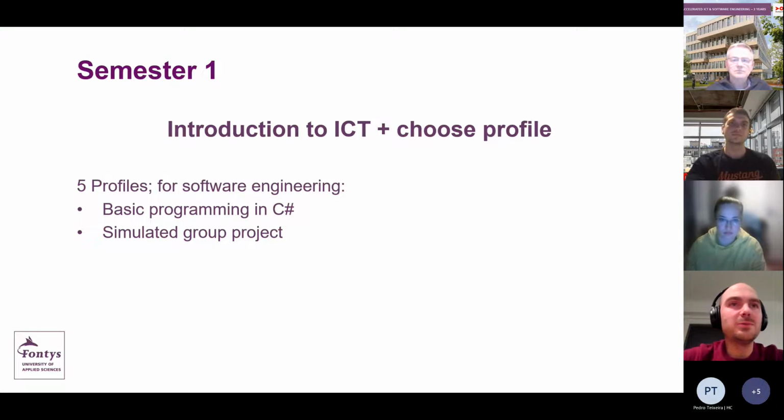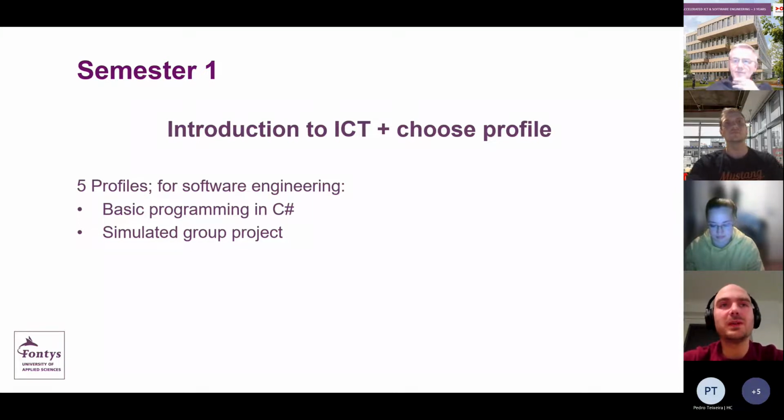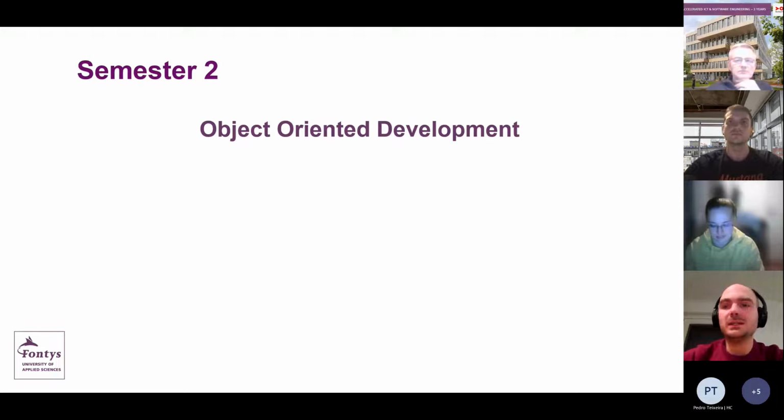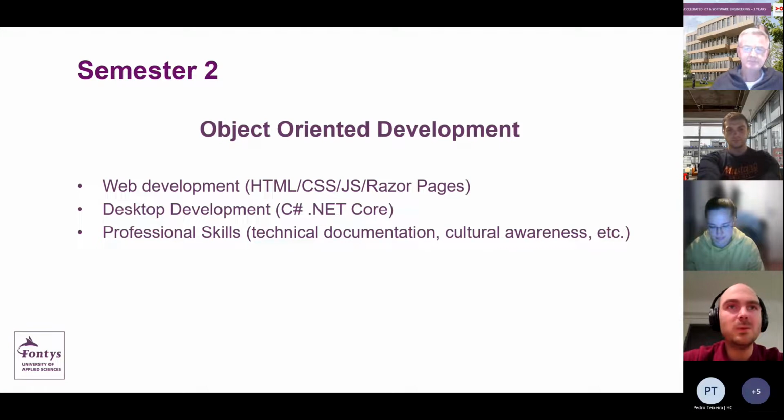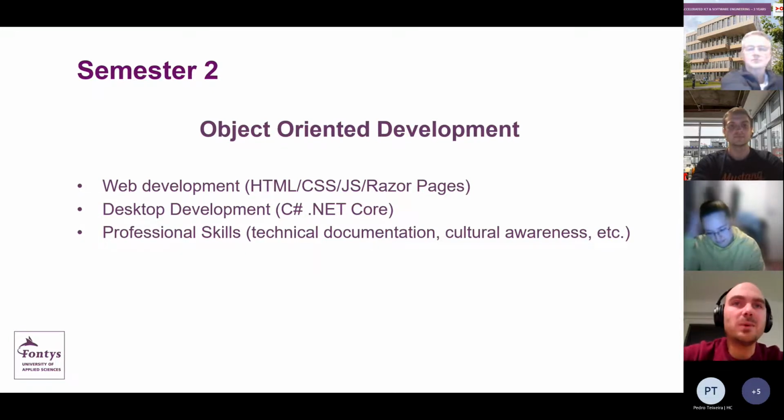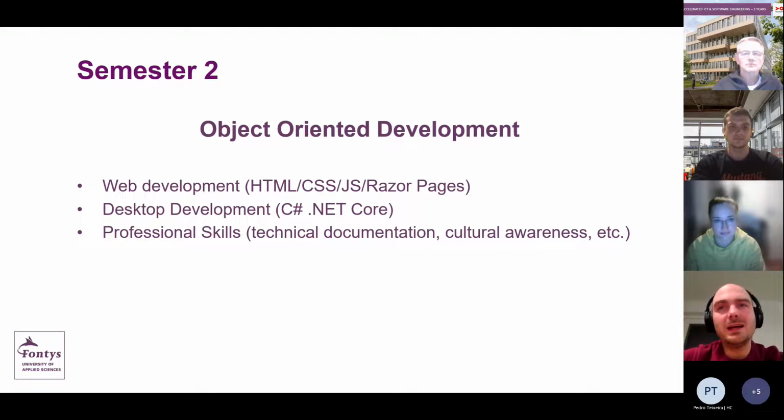We start off with basic programming in C#, and we do a simulated group project to get you working as a group. Semester 2 starts off a bit more complicated. We start by applying the object-oriented programming principles. We do some web development: in the front end with HTML, CSS, JavaScript, and Razor pages, and on the back end, we work with C#, .NET Core.